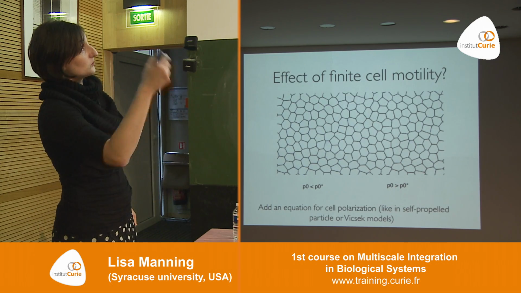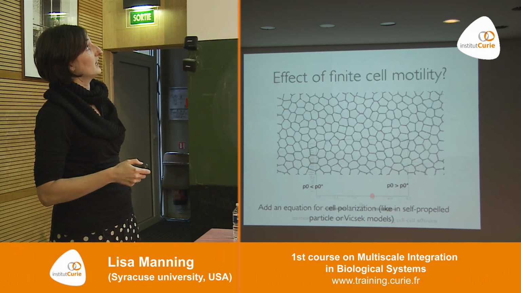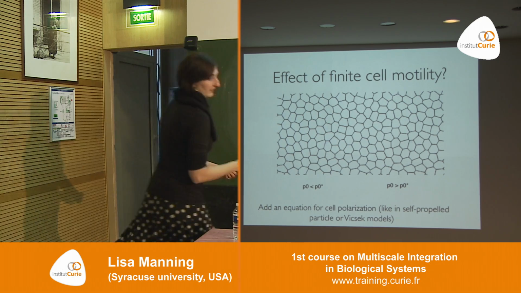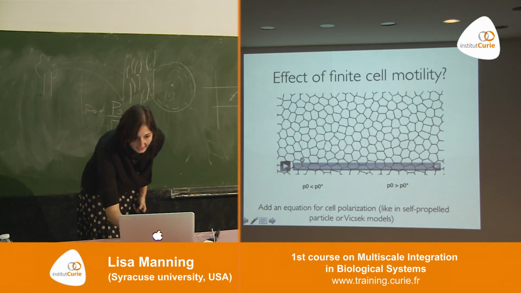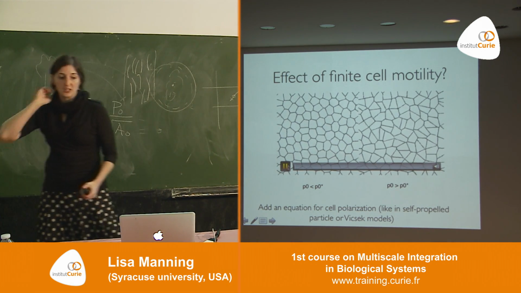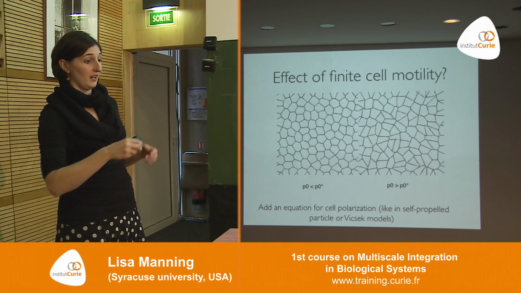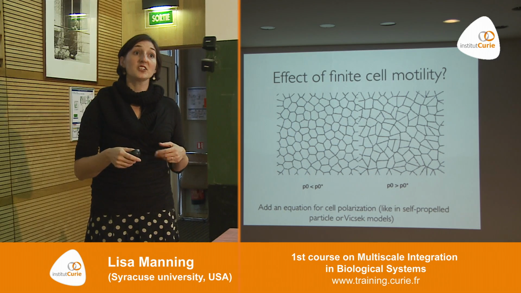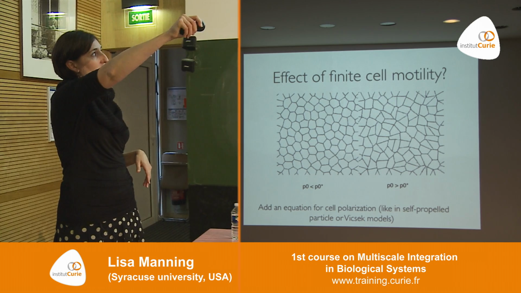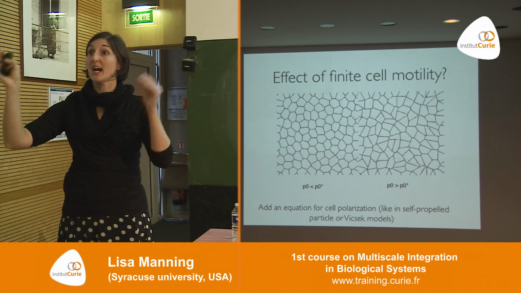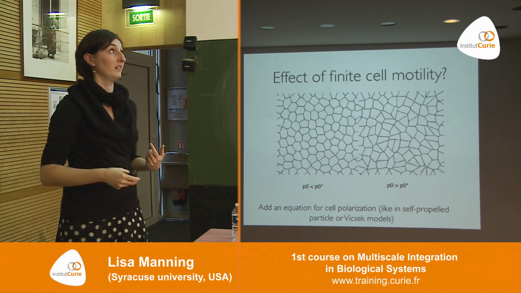Okay. So now to get back to your question, which is what's the effect of finite cell motility? Okay, and so the idea is if we look at a system and we now add some fluctuation. So basically what we've done here is we've taken this vertex model, and we've added on top of it the same equation that people have for cell polarization in a self-propelled or Vicsek type model, the same types that you've seen over and over again in the talks in this school.